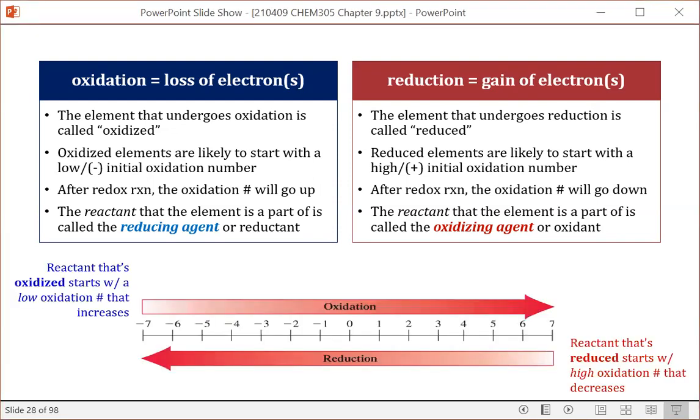So the reactant that's oxidized is going to tend to start with a low oxidation number that increases because it's going to be losing electrons. So the compound that's oxidized is likely to start with an oxidation number of, say, -2. And at the end of the reaction, if it loses 4 electrons, it would have an oxidation number of +2.